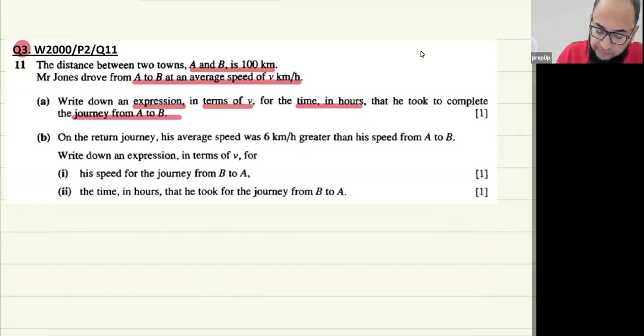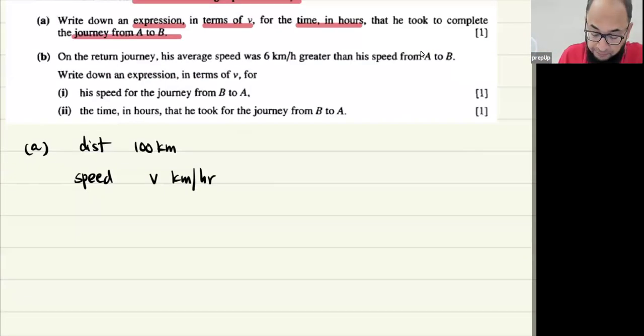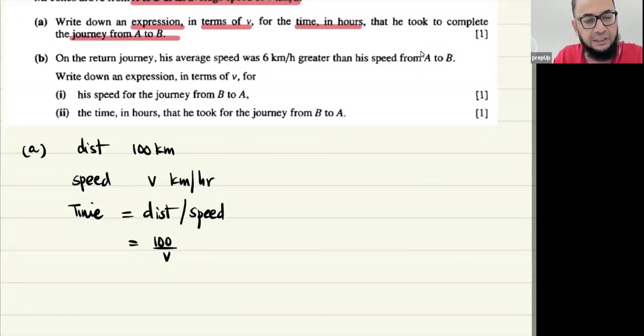So if I focus on the first part, 11, part A, distance is 100 kilometers. Speed is V kilometers per hour. Now focus on the units. There is kilometers, that's kilometers per hour. Perfect. Therefore, the time is distance divided by speed. That is 100 over V. The kilometers will cancel out and I'll get the value of time in hours. Okay, that is all good, all clear.